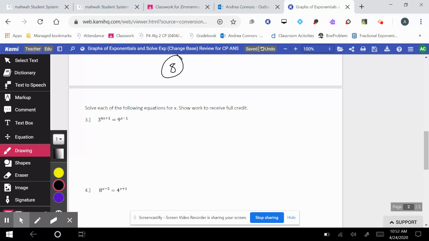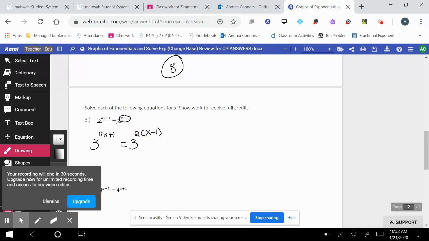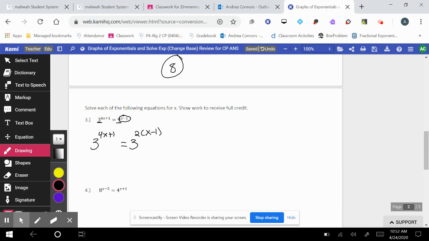Solve each of the following equations for x, show work to receive credit. So remember, the first thing is you have to write them using the same base. So 3 I can't rewrite at all, so I'm going to leave it like that. But 9 I can rewrite as 3 squared. And then you remember you have to put this in parentheses. If the bases are the same, then the exponents can be set equal to each other.